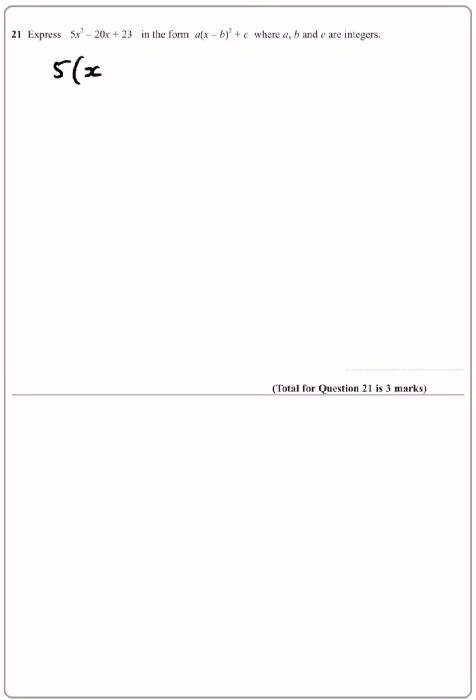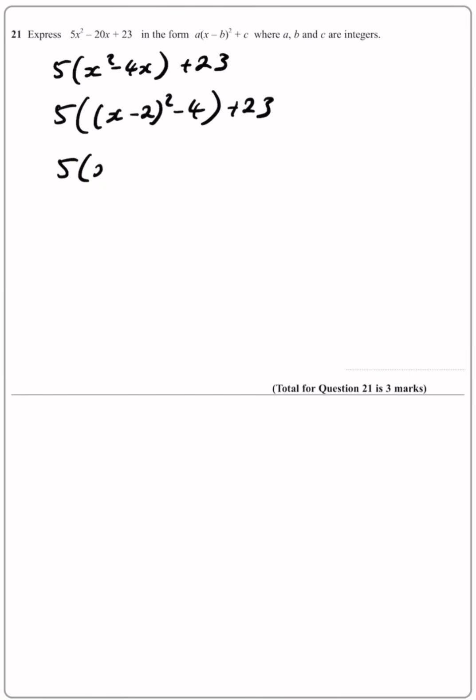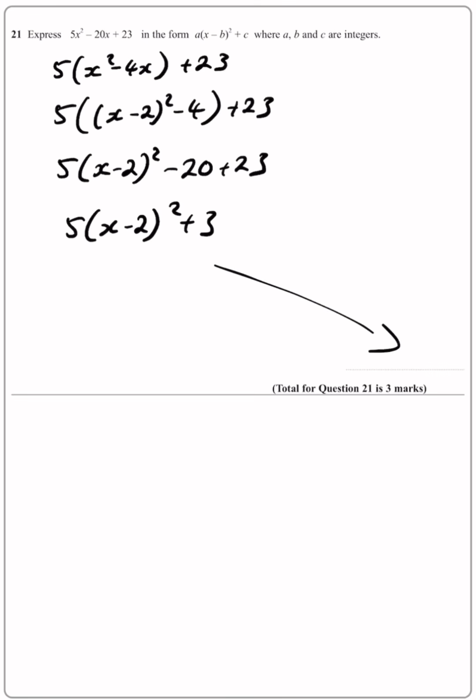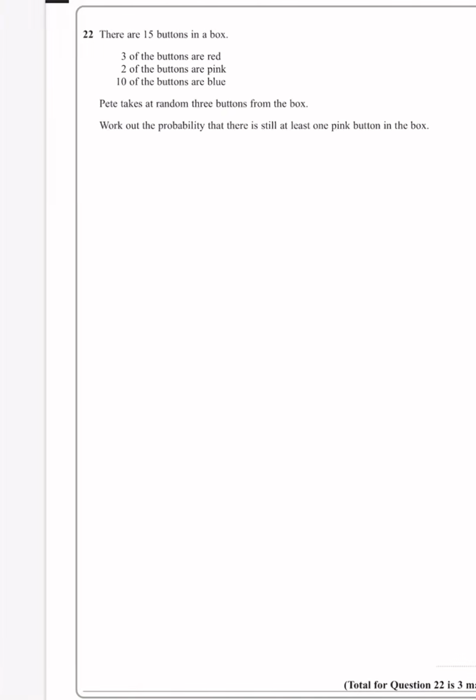Question 21, completing the square. So first thing I'm going to do is factorize out 5 from the first two parts of the quadratic. 5 lots of x squared minus 4x, and then add 23 at the end. Then I'm going to complete the square with the x squared minus 4x, so that will become x minus 2 squared minus 4 inside those brackets. Expand out the 5 lots of x minus 2 squared, subtract 20 plus 23, and lastly simplify: 5 lots of x minus 2 squared, add 3.